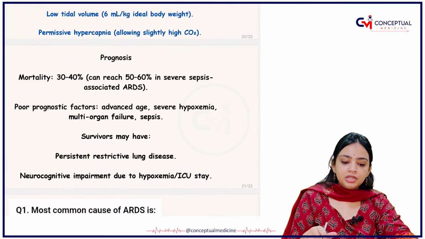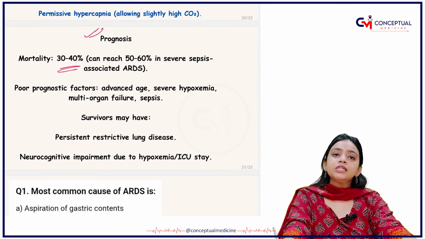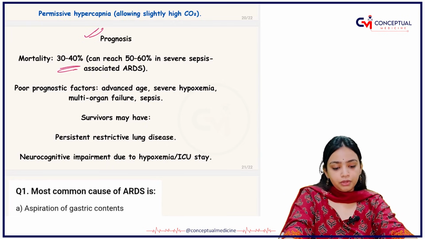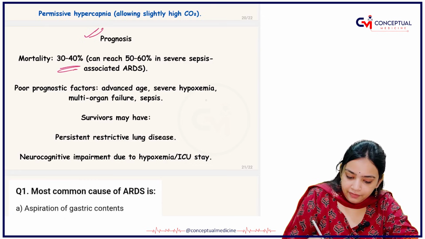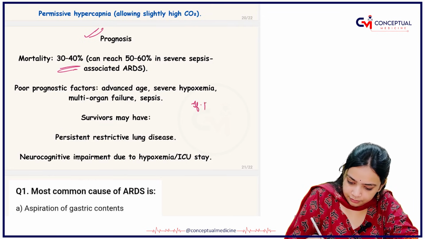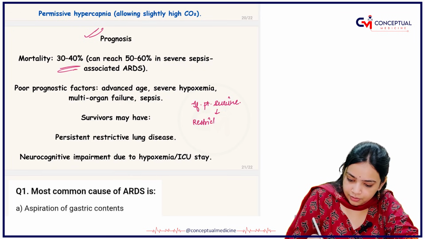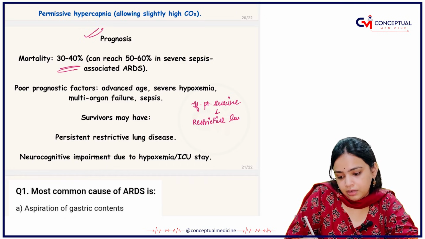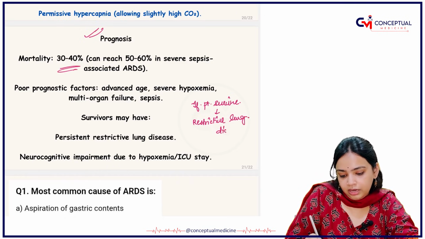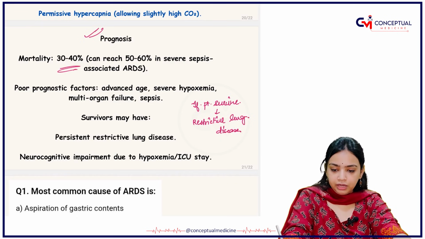Okay. What is the prognosis? There are chances of 30 to 40% mortality. Survivors, if the patient survives, there are chances that the patient may develop restrictive lung disease.